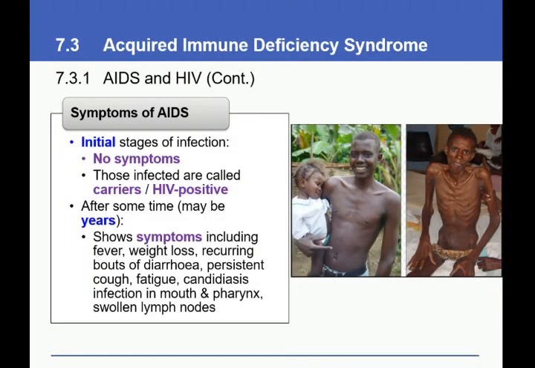Symptoms of AIDS. Initial stages of infection, no symptoms, but you can still detect the virus. The virus would denote somebody as HIV positive or a carrier. After some time, maybe years, it will show symptoms including fever, weight loss, recurring bouts of diarrhea, persistent cough, fatigue, candidiasis or fungus infection in the mouth and pharynx, and swollen lymph nodes.